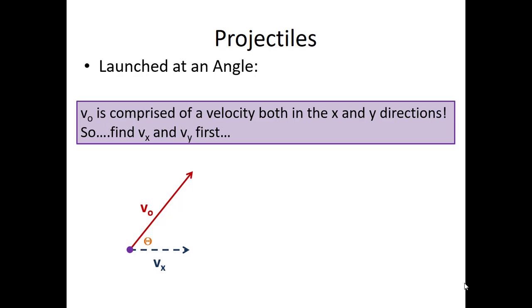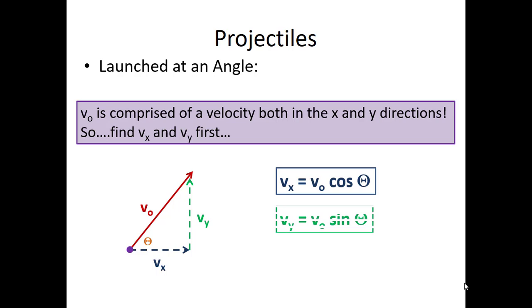So Vx goes in the x direction. And because of our trigonometry, our triangle, we know that Vx equals the initial velocity times the cosine of theta. We also have the velocity in the y direction, and Vy equals the initial velocity times the sine of theta. Always check your triangle to be sure you have the right trig functions, but for the most part, Vx is cosine and Vy is sine.